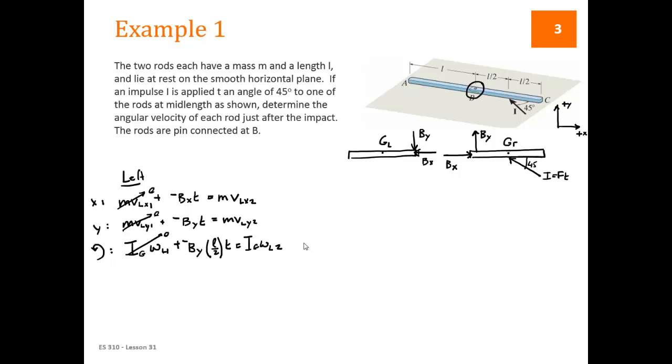Alright, let's write the similar equations for the second bar, the right bar. We have mass times velocity of the right in the x direction 1. And then our impulse here, we have Bx, which is positive Bx times t. And we have negative I cosine of 45 because it's pointing to the left. So this total impulse is equal to mass times the velocity of the right in the x direction 2.